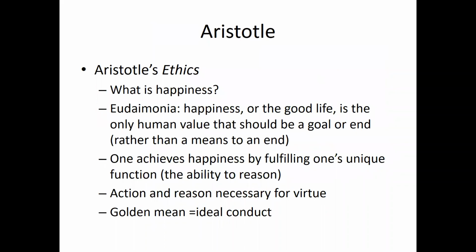Aristotle, a student of Plato, analyzed happiness in his Ethics. He wrote about the concept of eudaimonia, happiness, or the good life, is the only human value that should be a goal or end, rather than a means to the end. One achieves happiness by fulfilling one's unique function, the ability to reason. Action and reason are necessary for virtue. One should strive for the golden mean or ideal conduct. This is the middle of two extremes.